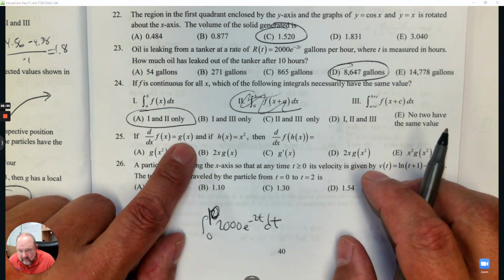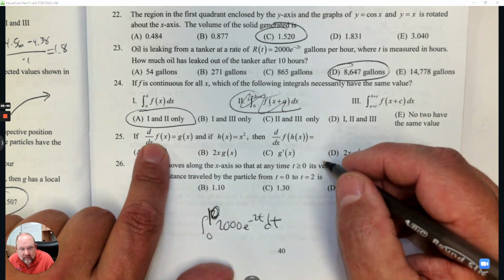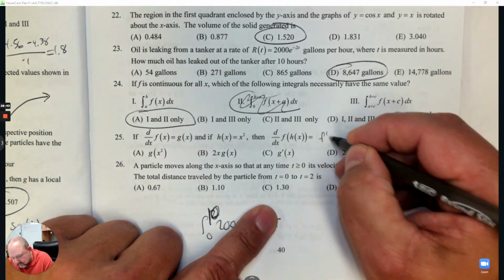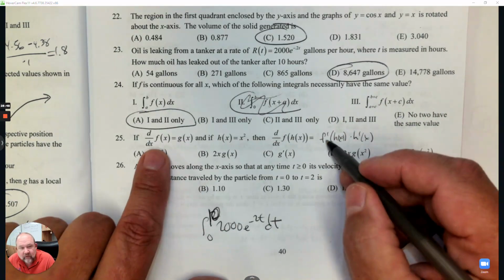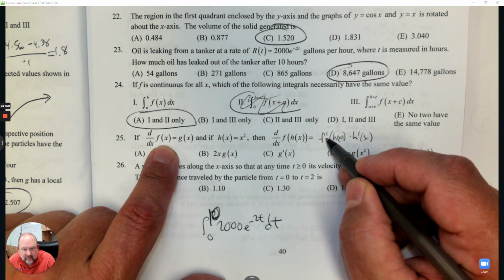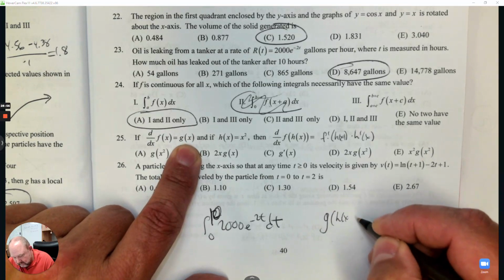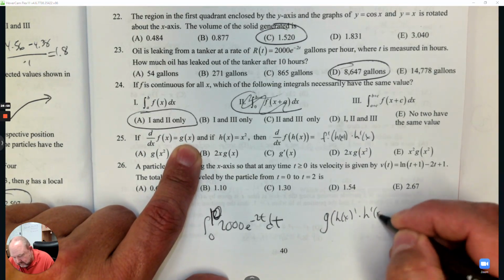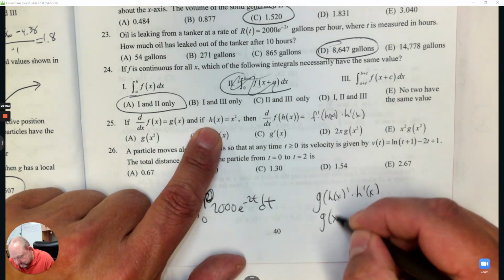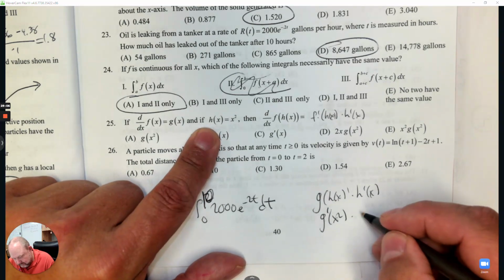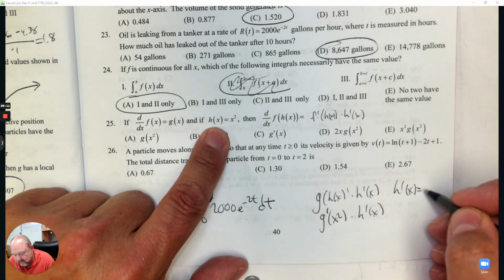The derivative of f equals g. And h is equal to x squared. So what is this? So this is the derivative of the outside times the derivative of the inside. So the derivative of f is equal to g. So that's just g, h at x, times the derivative of h at x. And then x squared and we know the derivative of that is 2x.